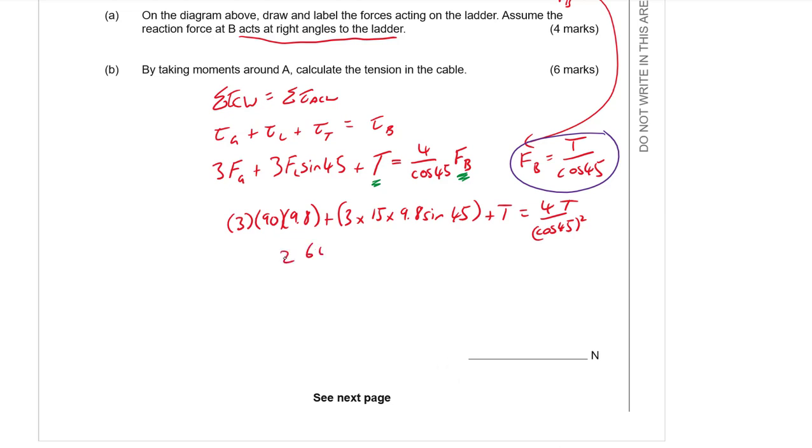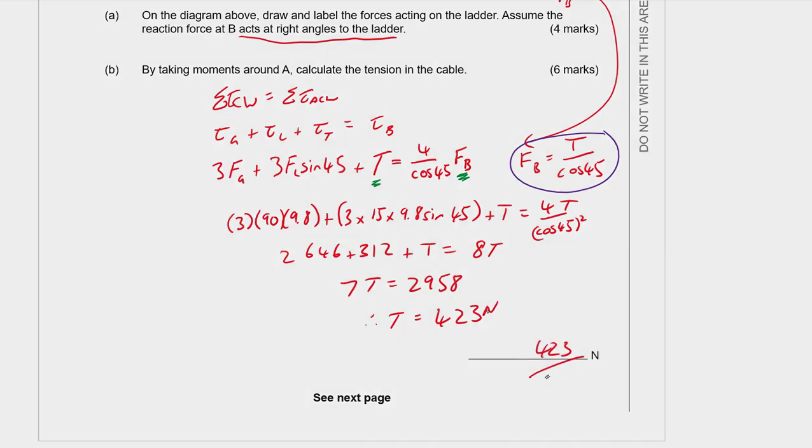I'll end up getting 2646 plus 312 plus T, and that's going to be equal to, so the cos of 45 squared I think is a half, so I end up with 8T. Great, and now what I want to do is I can say then that 7T, or 8T take 1T, so 7T is going to be equal to the summation of those, 2958. Therefore, T is equal to 423 newtons, or down here, 423 newtons.